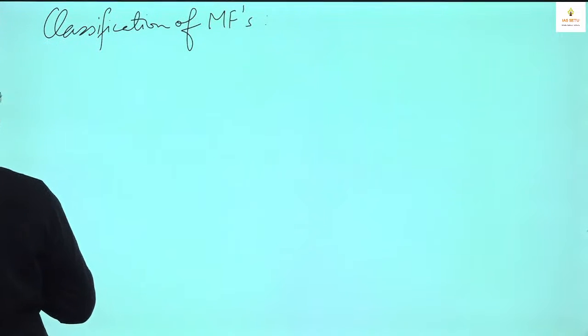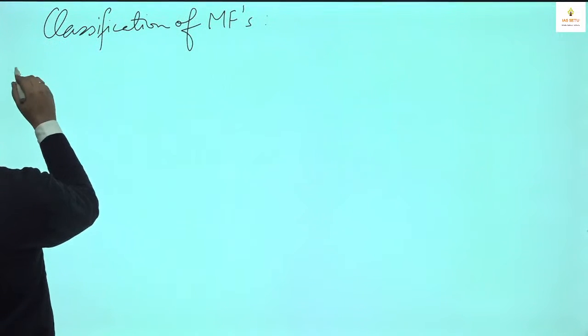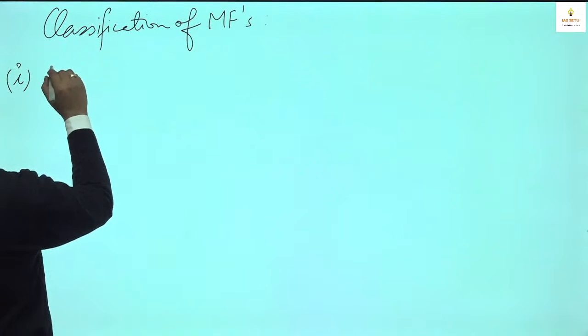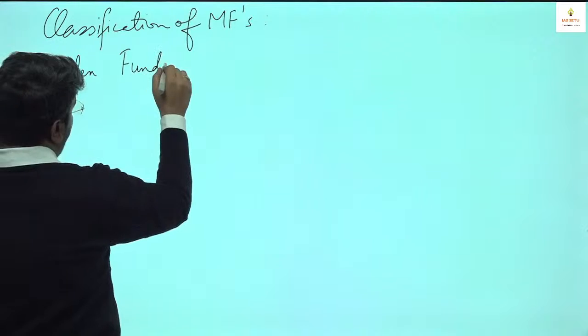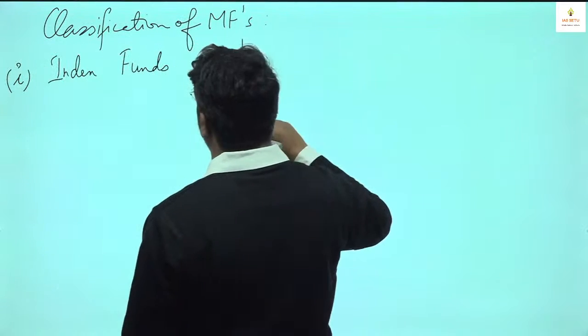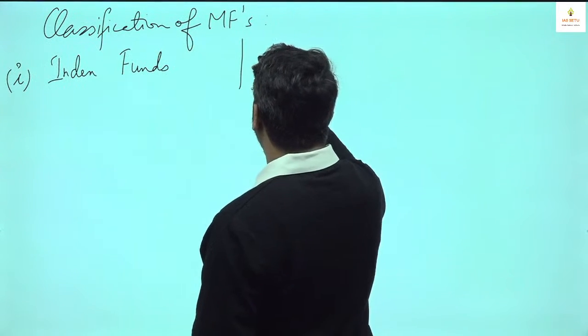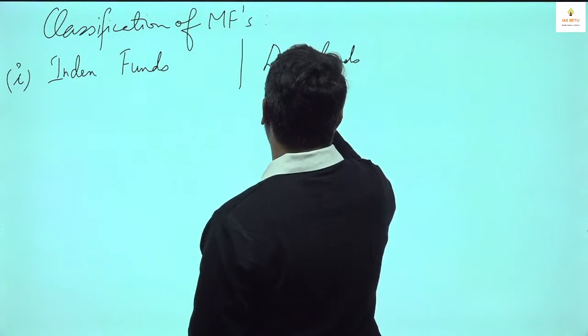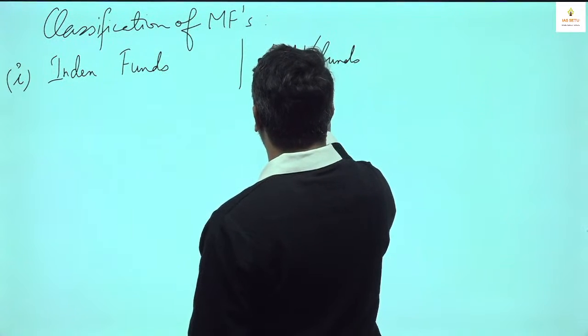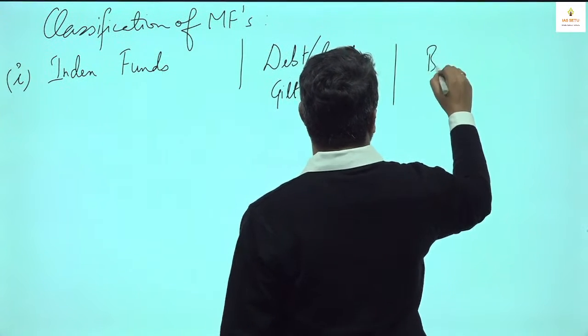Classification of mutual funds. So the very first category that we have is called index funds. Second category that we have here is debt funds, or also referred to as gilt funds. Third is my balanced funds.